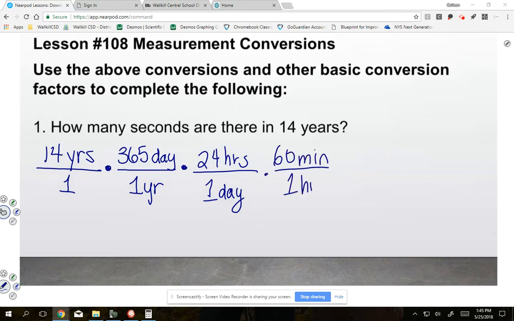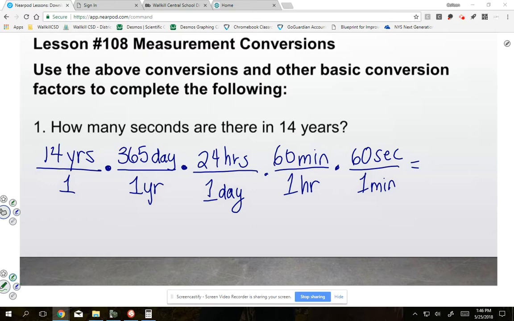Do we need to write the units? I would. And now I'm getting closer, but I need to get to seconds. So I say 1 minute, what comes to mind? 60 seconds. Now, the reason why we write the units is to make sure that we've gotten the right unit in the end. Right, so now, if I look across, I can cancel out all the units that I don't need.